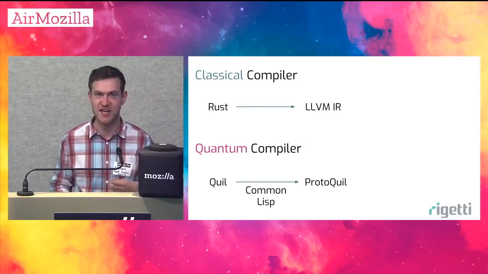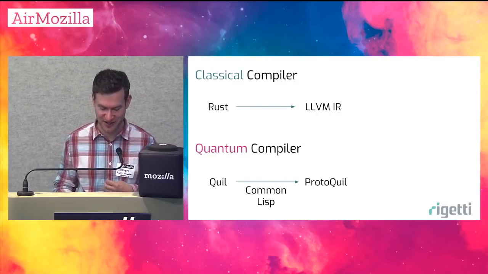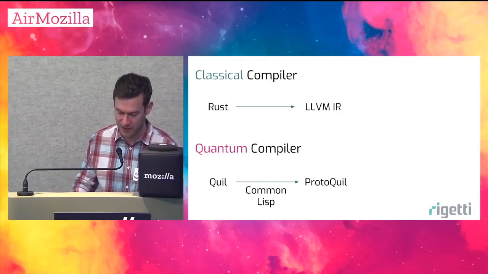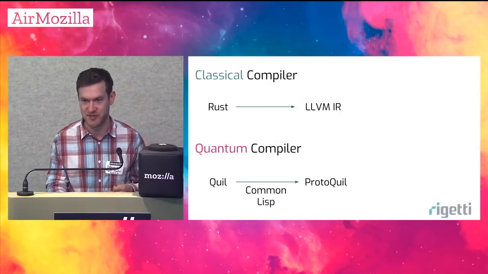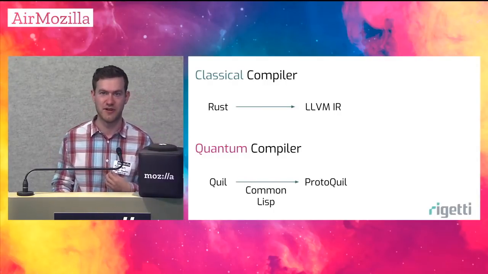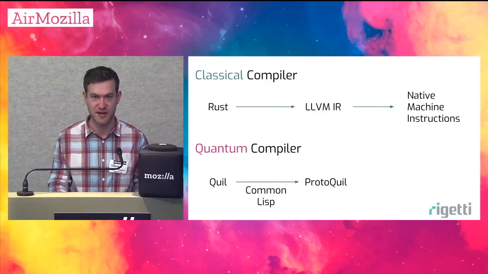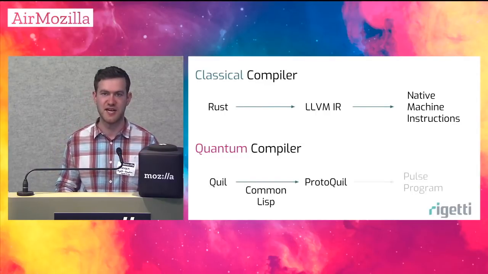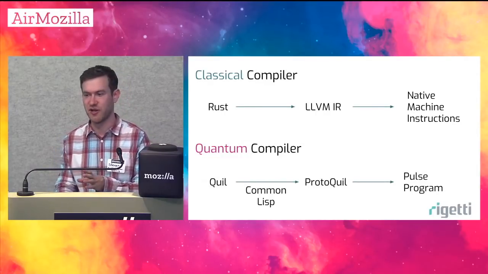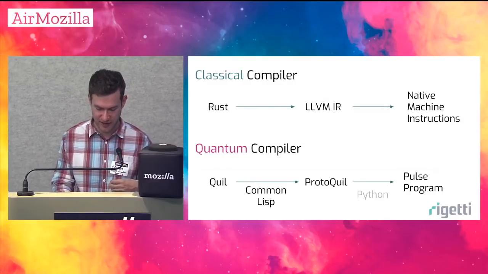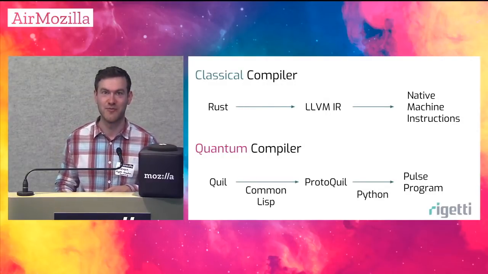If we continue my compiler analogy from earlier a little further, most compilers usually have multiple steps. So the next step after some IR is to take that and turn it into native machine instructions. For the quantum computing side, our next step is to take protoQuil and turn it into a pulse program. And we currently do that with Python, but I'll get to that later.